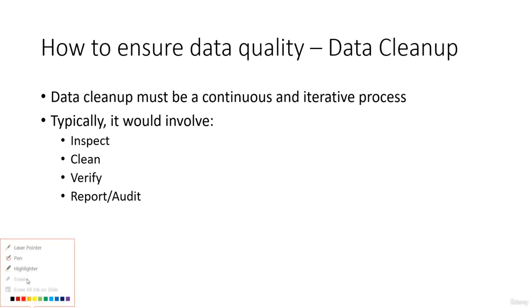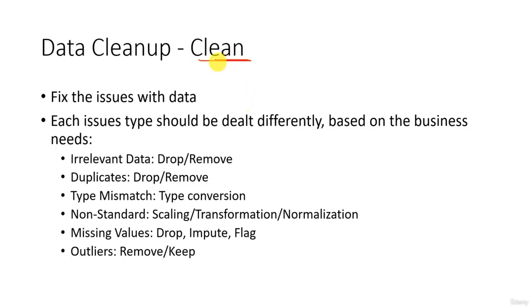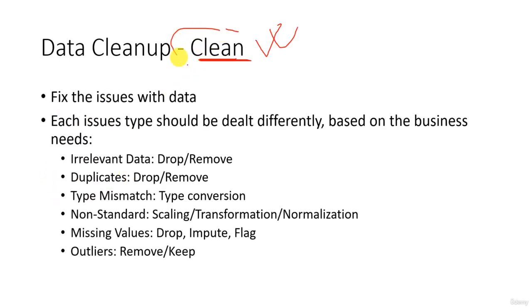After we find the issues in the data through the inspect process, the next thing is to clean that data that has some issue in it. So after inspect, we come to the cleaning process. Now this is a vital process because identifying an issue can be done or automated using libraries, but the cleanup process must sometimes be done manually based on the business need or business requirement. So the clean process is to fix the issues with the data.